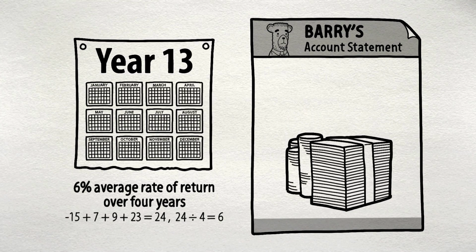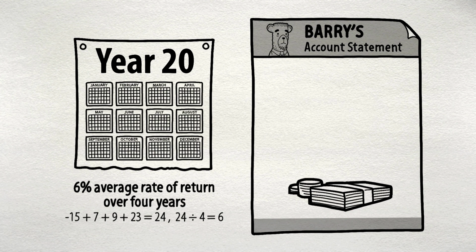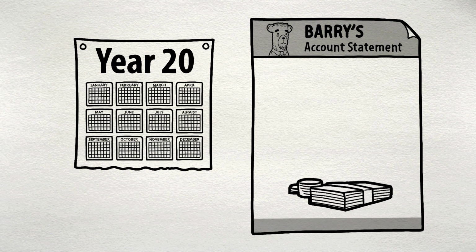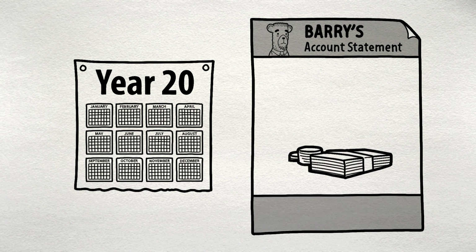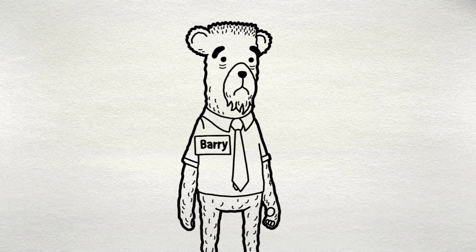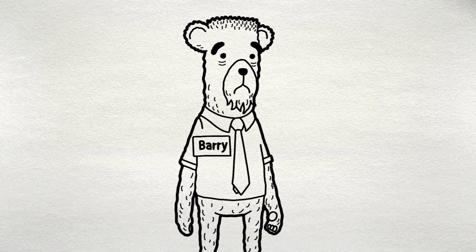Although the math shows that Barry achieved his planned 6% average rate of return, at the end of 20 years, the negative start, constant change in his sequence of returns, and the annual living expense withdrawals left him with just over $50,000 in his account. Poor Barry had to resort to living on merely the bare necessities of life.